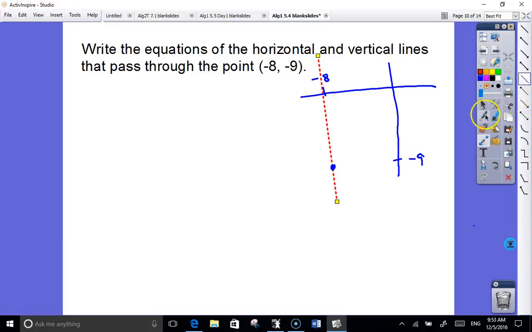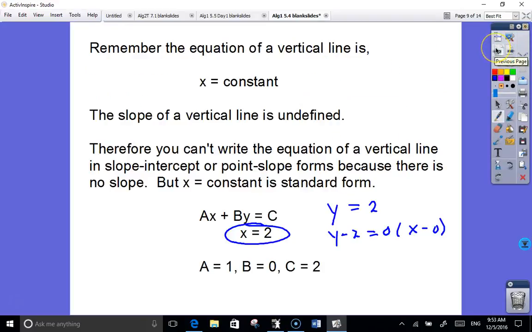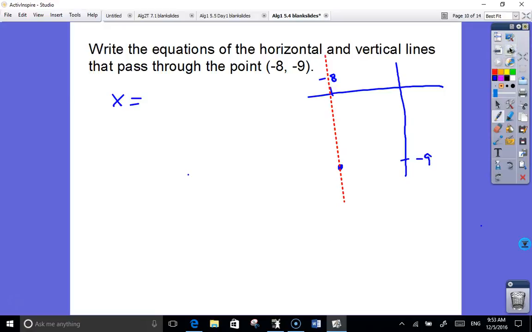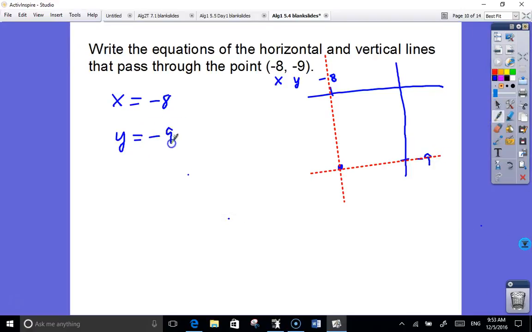It's vertical, so should it be y equals or x equals? X equals. Come on, just one slide to go. There you go. Vertical line. X equals the number. So what number is that going to be? -8, right? If it goes through that point, then it's got to have that x value. Okay, what do you think the equation of the horizontal line going through that point will be? Right? It's got to be y equals -9.